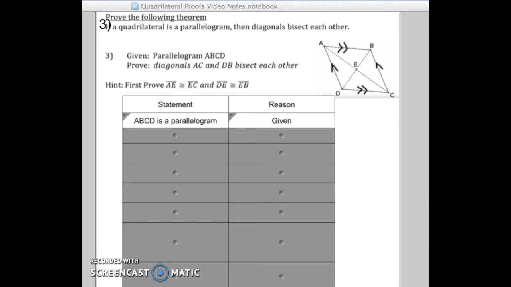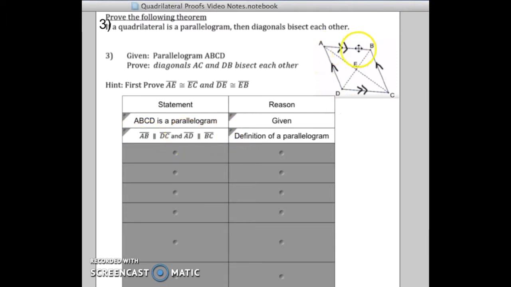You're given parallelogram ABCD. Notice I've already marked that this is a parallelogram with the given information. I've also marked something that I know about a parallelogram. What do you know about a parallelogram? What's the definition of a parallelogram tell you? Well, the definition says both pairs of opposite sides are parallel. So notice I've identified that segment AB is parallel to DC and that segment AD is parallel to segment BC, and then I've marked them parallel, two different sets.